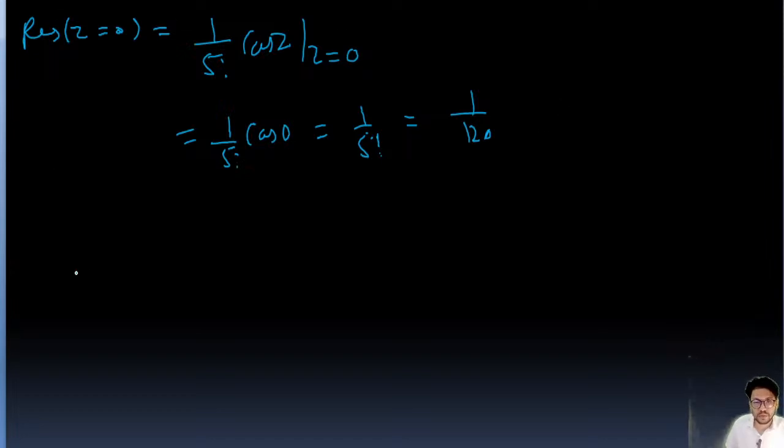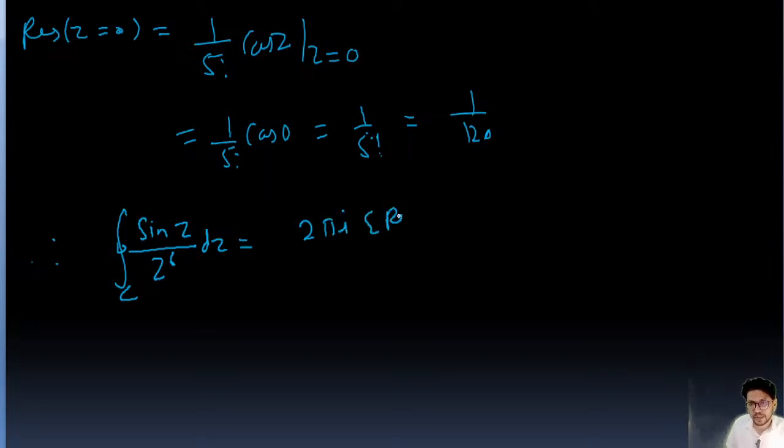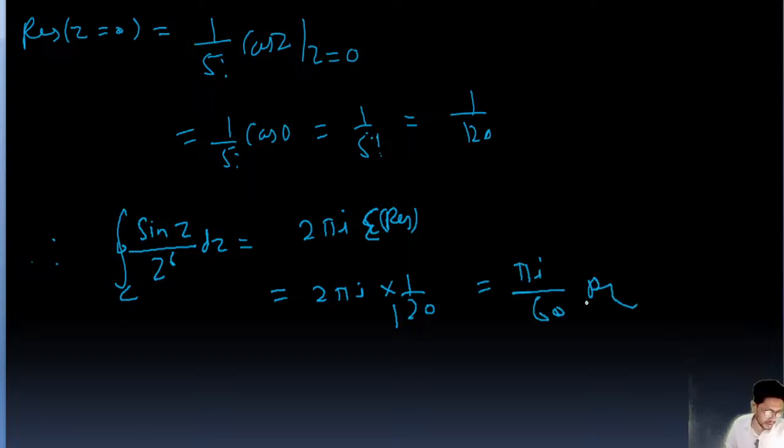So now the closed contour integration of sin z upon z to the power 6 dz is going to be 2 pi i into the sum of residues. So this is 2 pi i into 1 upon 120, and this is pi i upon 60. This is the answer.